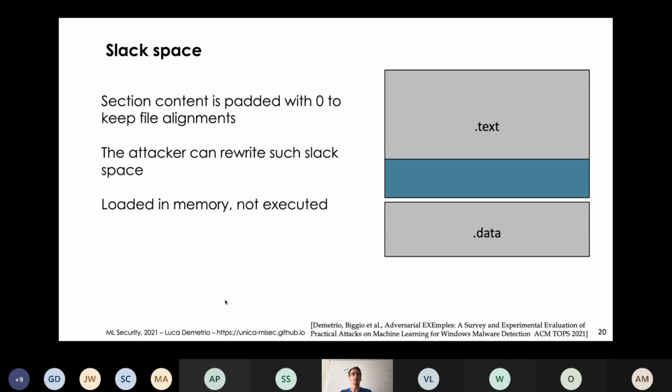The other thing you can do is, this is something tedious. When you compile a program, the linker puts some 0 bytes at the end of each section to maintain some alignment. So each section should be a multiple of 512 bytes. So if you write, of course, the length of the code, for instance, it won't be.